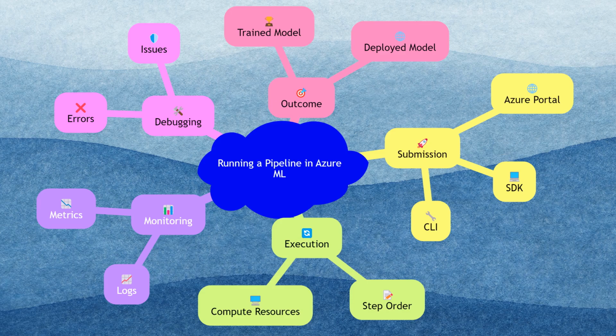Running a pipeline in Azure ML involves submitting the pipeline for execution. This can be done through the Azure portal, SDK, or CLI. Once submitted, the pipeline runs each step in the specified order using the defined compute resources. Azure ML provides detailed logs and metrics to monitor the execution. Any errors or issues can be addressed using the provided debugging tools. Successful execution results in a trained and deployed model.